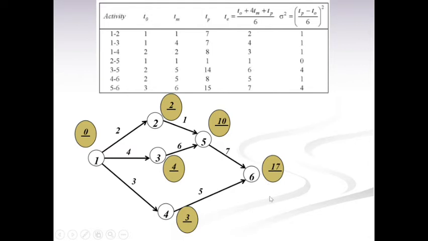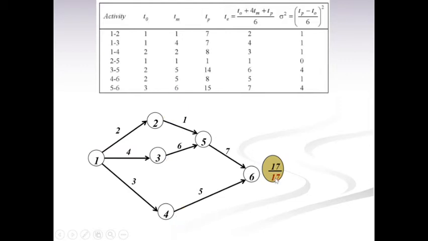Then we have to calculate the TL value by using reverse pass calculation. For the last event, the TE value will be equal to the TL value, so it will be 17 here. Then here it will be 17 minus 7, 10, right? And the next one here is 17 minus 5, 12.